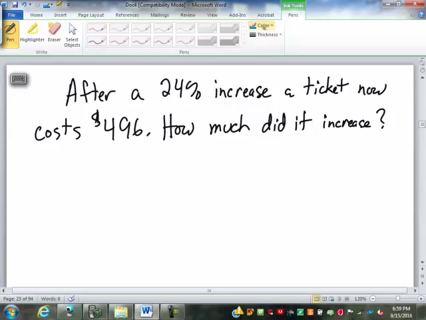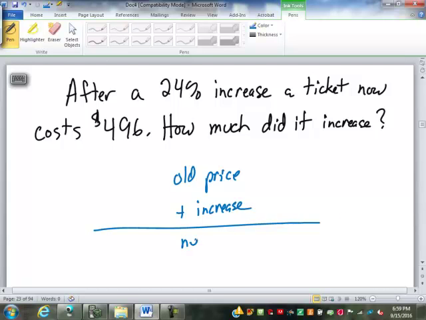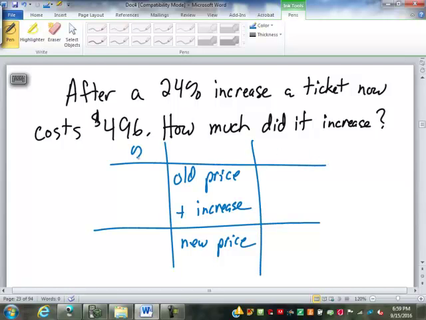To do this one, I like to set it up this way. So we have an old price, and we're going to add an increase to it, kind of like adding taxes, and we're going to get a new price. We have percents and we have dollars. And again, I'm just making this table to help me organize my thoughts. So you can see how I'm organizing my thoughts. You don't actually have to draw the table out.